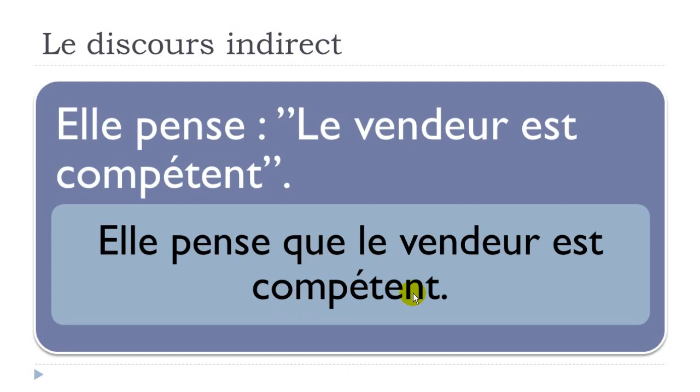So it's quite easy in that case, and of course I took on purpose a simple sentence to start, but then it's just to show you that the sentence doesn't change that much. Of course you will have to take this guillemets away and then deux points, so everything should go away, but in that case the sentence doesn't change that much. Elle pense que le vendeur est compétent. Alright?